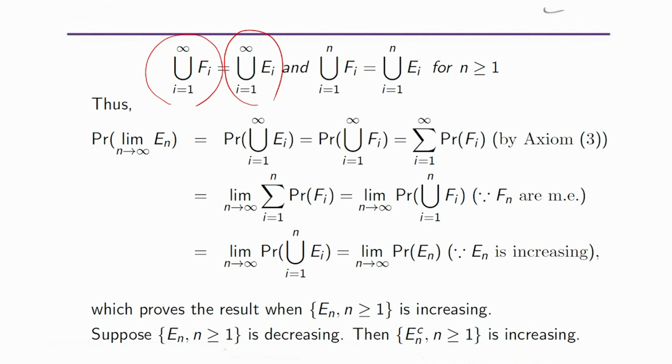Okay, so now let's prove that the property is true. We start from the right hand side, which is the probability of the limit as n goes to infinity of E_n. Based on the definition, this is the limiting event, and E_n is an increasing sequence of events, so we can write this limit as the union of the E_i. This is because of the definition. And because the union of the F_i and the union of the E_i are the same, the probability of the union of the E_i is equal to the probability of the union of the F_i. And because the F_i are mutually exclusive to each other, its probability is equal to the summation of the probabilities of the F_i.